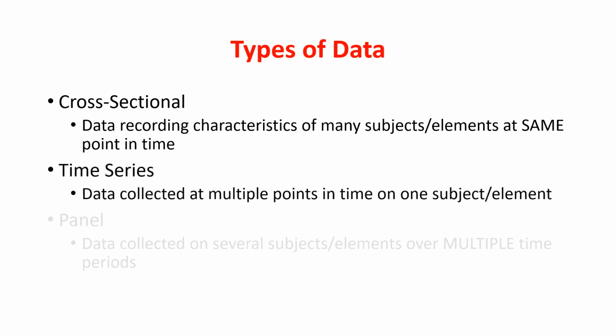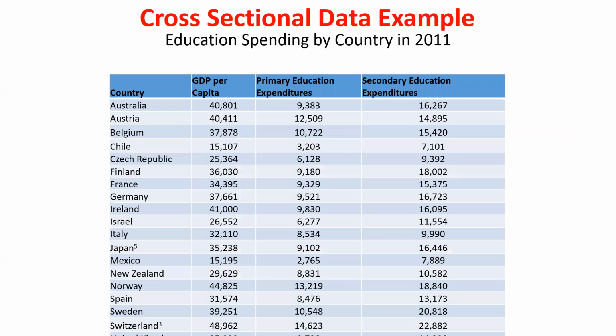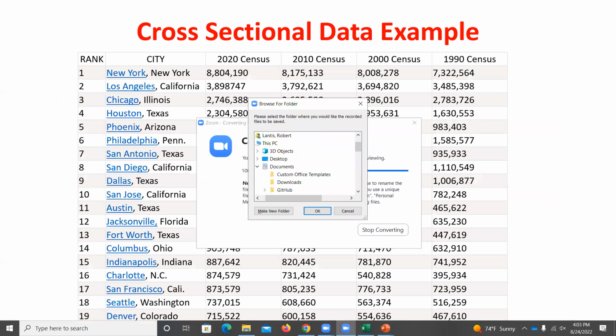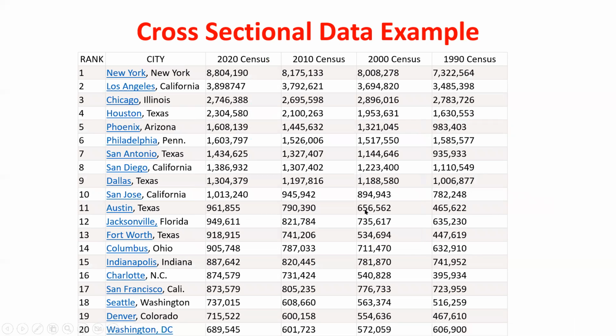So I think I've got some examples here, right? Maybe I just collect GDP and then education expenditure data for several countries here, but all in the same year, 2011. I've got some other examples here, like even if, let's say at one point in time, we've collected this data. Oops, that was from my other class, you can ignore that. So we've got 2020, 2010, 2000, 1990, but all this data was collected at the time of the 2020 census.